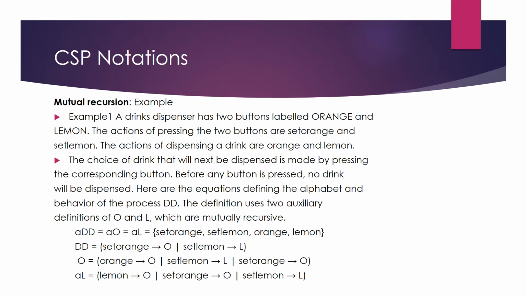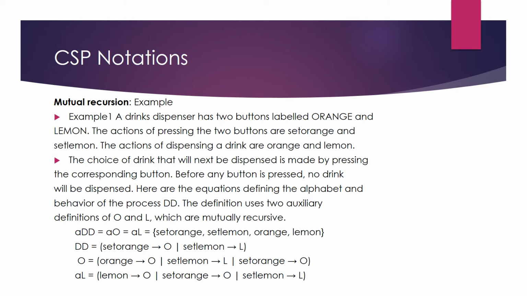For example, if you see here, a drinks dispenser has 2 buttons labeled orange and lemon. The actions of pressing the 2 buttons are set orange and set lemon. The actions of dispensing a drink are orange and lemon. And here are the equations defining the alphabet and behavior of the process DD. The definition uses 2 auxiliary definitions of O and L which are mutually recursive. So it denotes set orange, set lemon, orange and lemon.